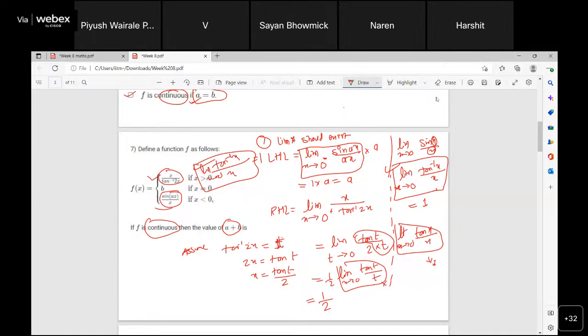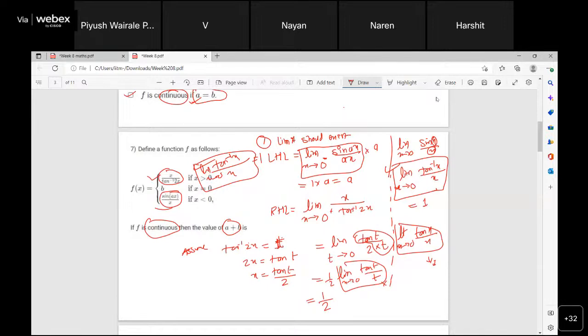F inverse x is the inverse of f(x), so tan inverse is the inverse of tan x. Yeah, that's the same thing. So when x is substituted as 0, tan(t/2) will also become 0.